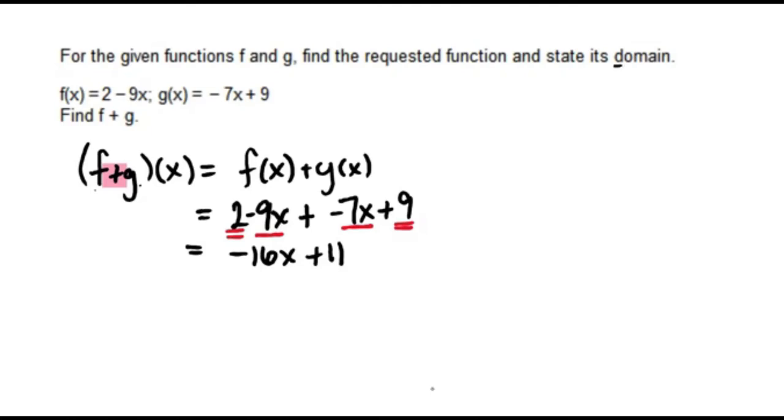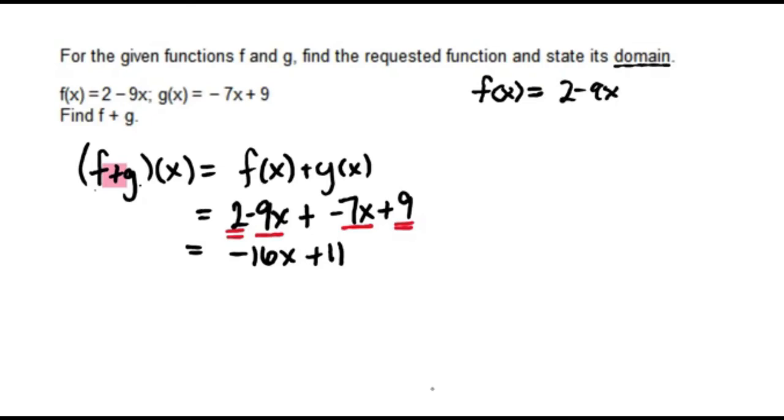And then we also want to state the domain of this function that we've constructed. In order to find the domain of this function, we need to know the domain of the original functions. So let's start with f of x. F of x is 2 minus 9x.